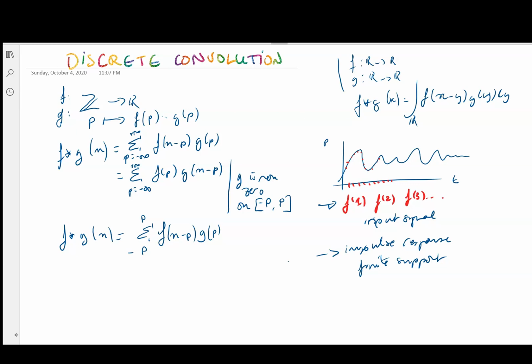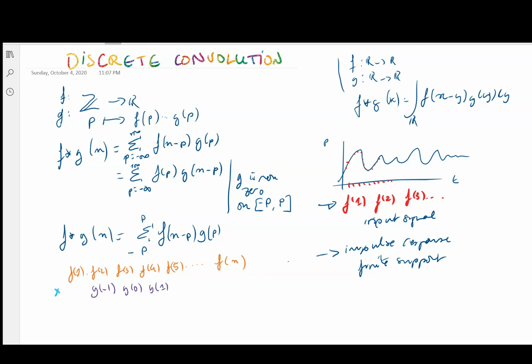Okay, so let's make a very simple illustration. If your signal has first value f of 1, f of 2, f of 3, f of 4, f of 5, etc., f of n, and your g is going to have, let's say, only 3 values, g of minus 1, g of 0, g of 1. Okay, so you convolve the two together.